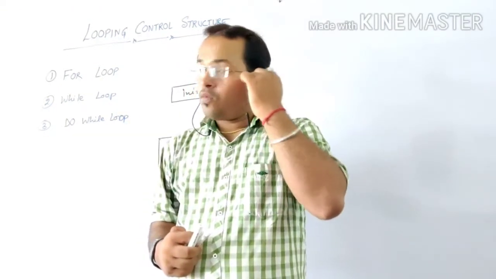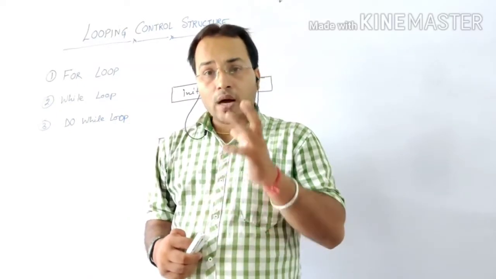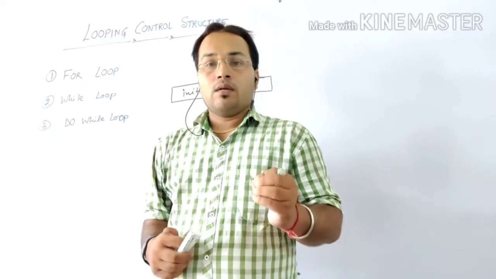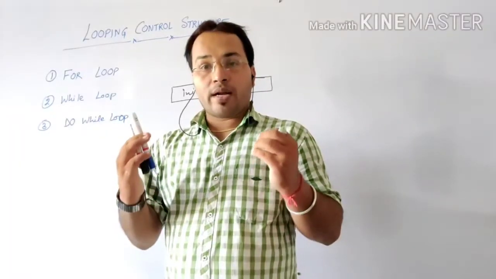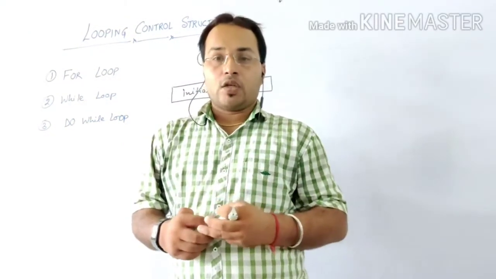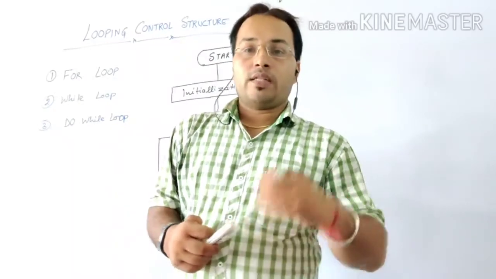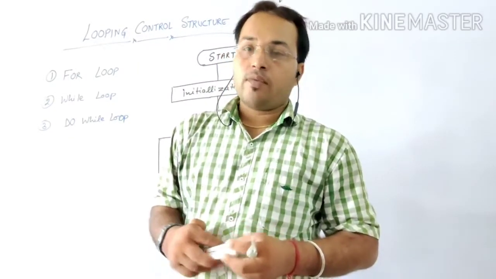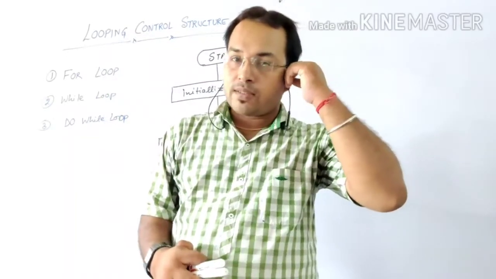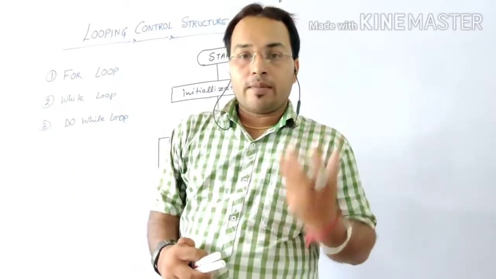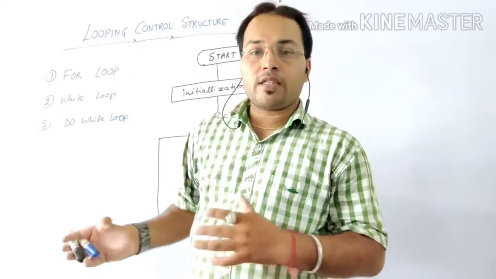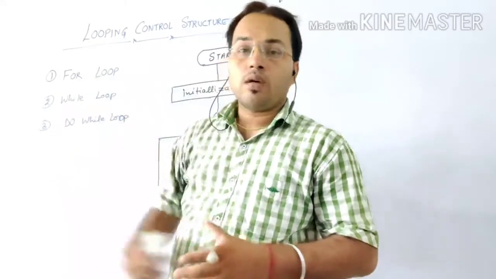In for loop, what happens? When you are 100% sure that my program is going to execute till this number, till this time, only then can we use for loop. That means when the number of executions of a program is fixed, in this condition we will use for loop.